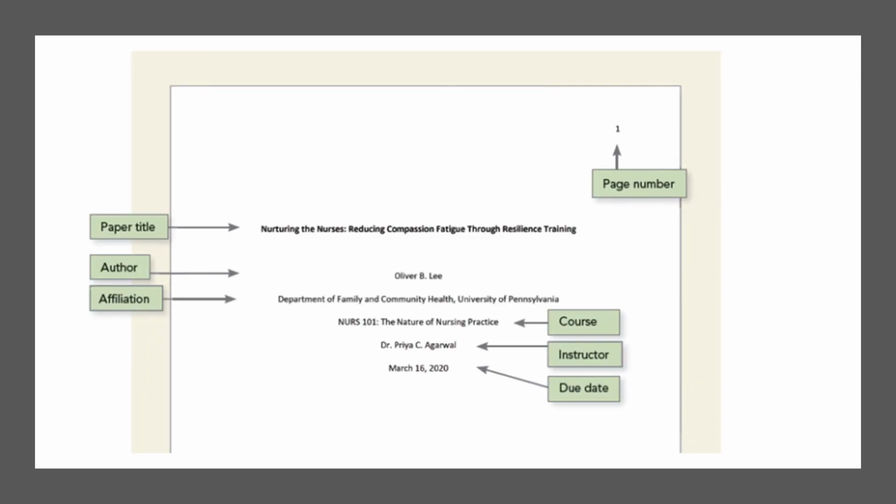Here's an example of a title page for a student paper. The page number is in the top right corner. Next is the title, which is centered. Then your name, then the name of the department and your college or university, then the course number and title of the course, the instructor, and the date of submission or the due date.